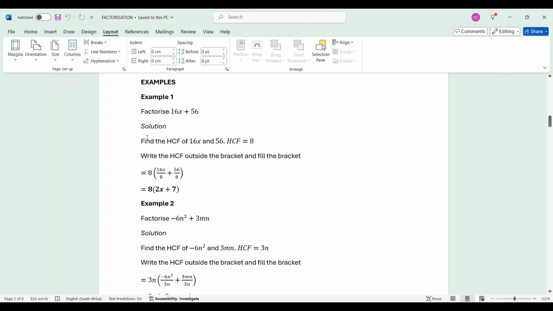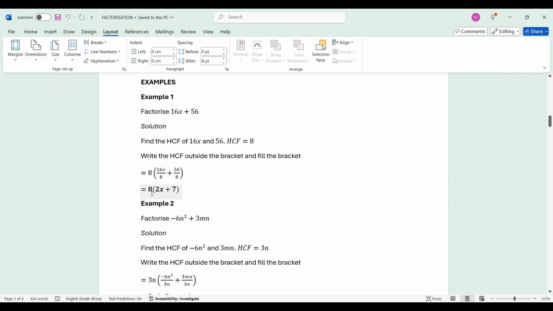So in our solution, we would realize that the highest common factor of 16x and 56, which is the greatest number that enters into 16x and 56, we get it to be 8. So now we have to write that highest common factor outside the bracket and fill the brackets. So we are going to have 8 outside the bracket. Then inside the bracket we have the 16x divided by 8 plus the other term, which is 56 divided by 8.